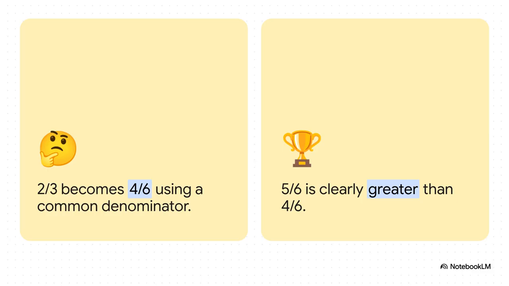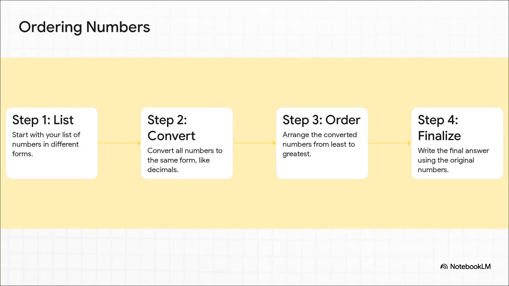5/6 is bigger. But what if you get a real mixed bag of numbers, like a fraction, a decimal, a square root, a negative number? It's a mess. The absolute key, the #1 strategy, is to convert them all to the same format. Decimals are usually your best bet. So you turn -5/2 into -2.5, the square root of 9 into 3, and pi into about 3.14. Now you can just look at the decimals and line them up from smallest to biggest. And don't forget this last step, it's super important. You write your final answer using the original numbers, just in the right order.